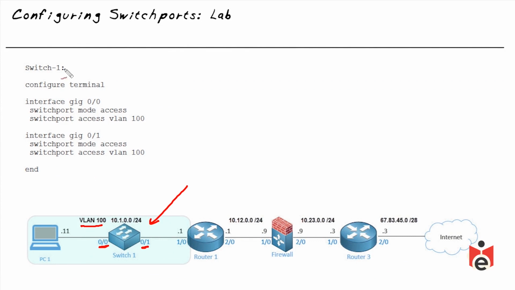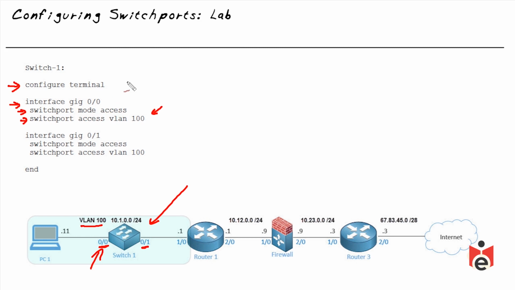And to do that on this Cisco Catalyst switch, here's the syntax. Configure terminal will take us into configuration mode. And then we're going to further go into interface configuration mode for the first interface, which is gig 0/0. We're going to use the command switchport mode access, which says be an access port as opposed to be a trunk port. And then we're going to specify which VLAN it should be associated with. So the syntax is switchport access vlan 100, and that's done for gig 0/0.